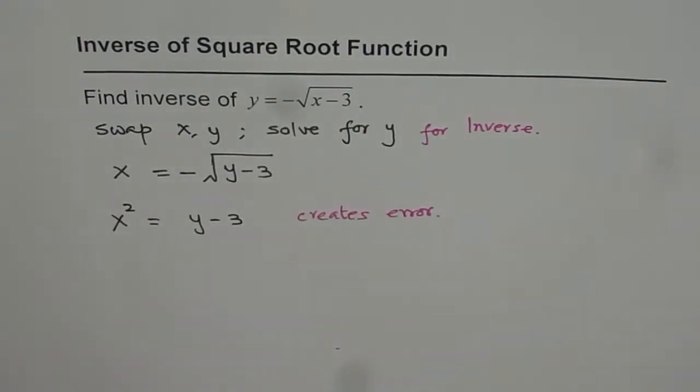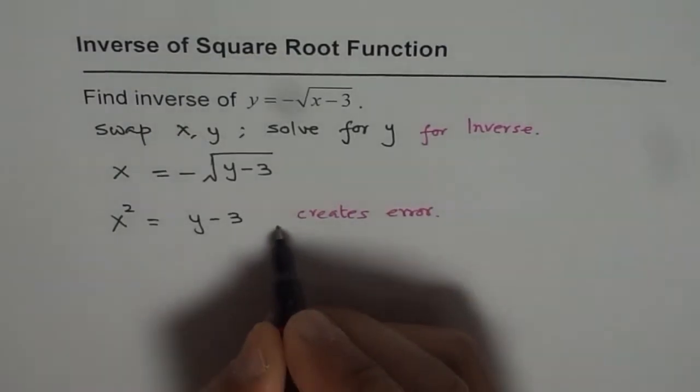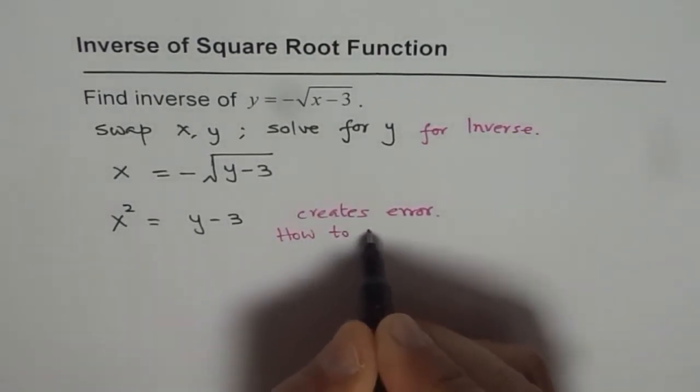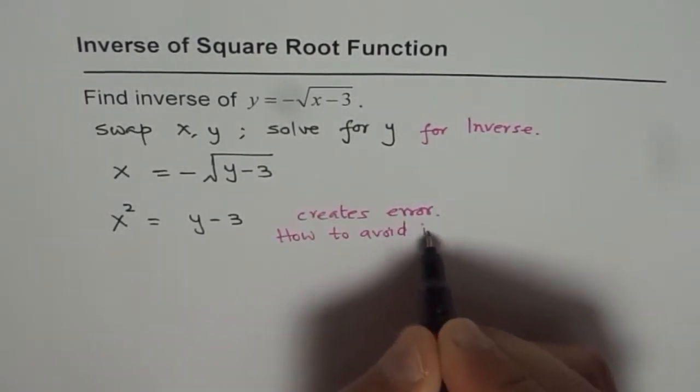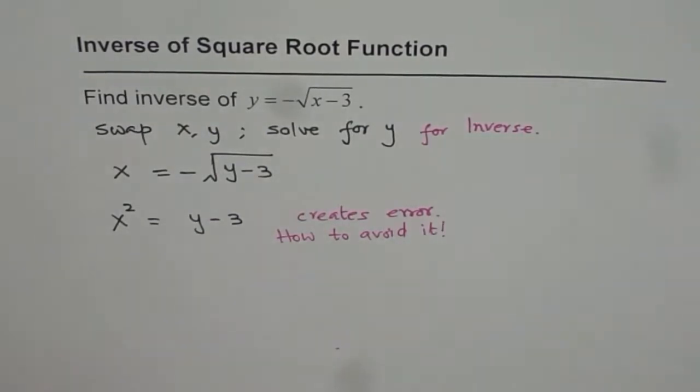It creates error because, let us say, if you have minus 7 and you square it, you get 49. But the square root of 49 is just plus 7, not minus 7. I hope you understand. So that is what makes this question very difficult. Now, how to avoid this error? That is a big question.